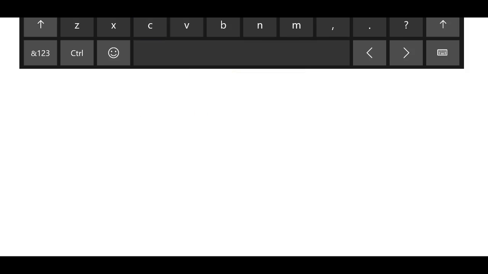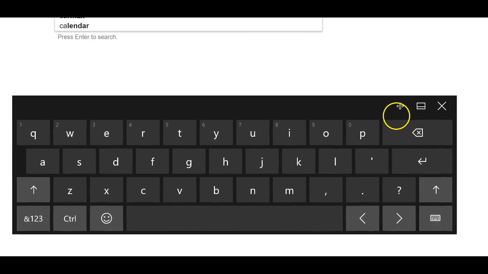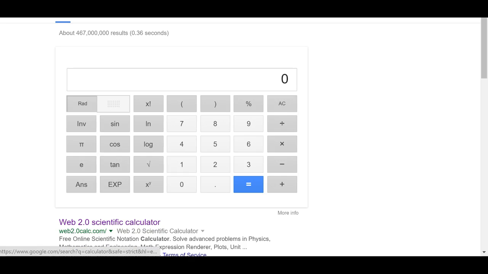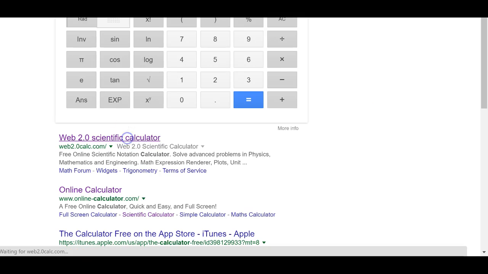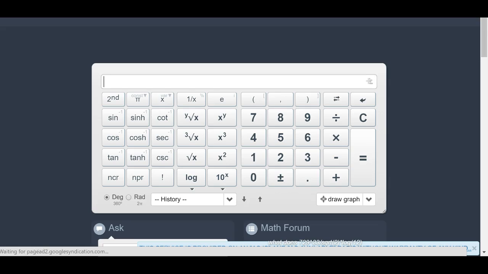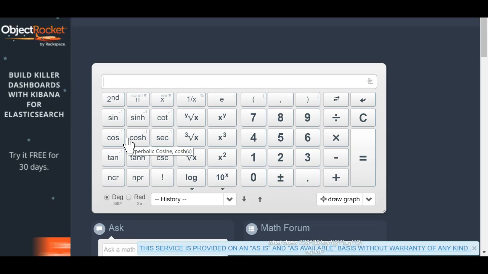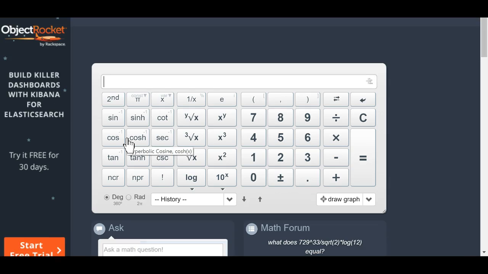So calculator. And as you type in calculator, you'll see it pop up. Don't use the Google calculator, but use the one right below it, that first link that says Web 2.0 scientific calculator. This one's going to help you more than the other one. And it will set these up.